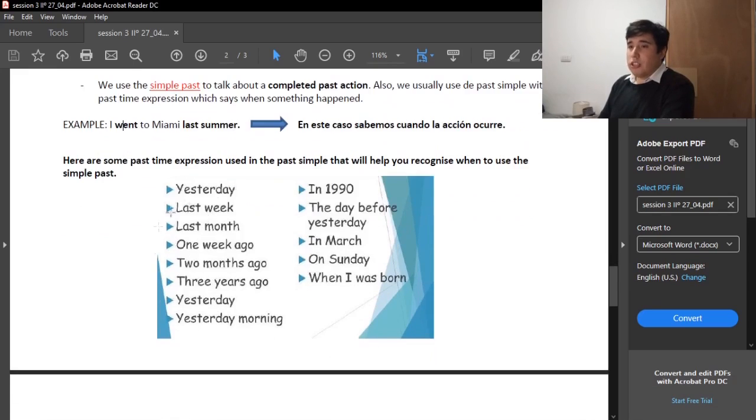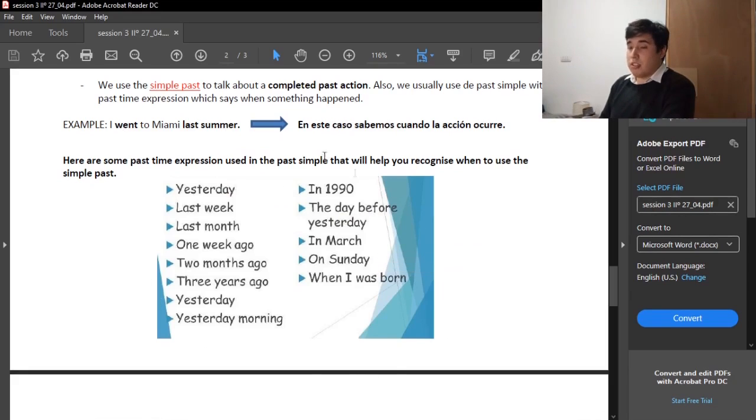Here you have some past time expressions for you to use in the simple past, okay? So, yesterday, last week, last month, 1 week ago, 2 months ago, 3 years ago, yesterday again, yes, very important. Yesterday morning, that's even more specific. It's not yesterday, it's yesterday morning. In 1990, the day before yesterday, that's a good movie by the way. In March, on Sunday, when I was born, okay?